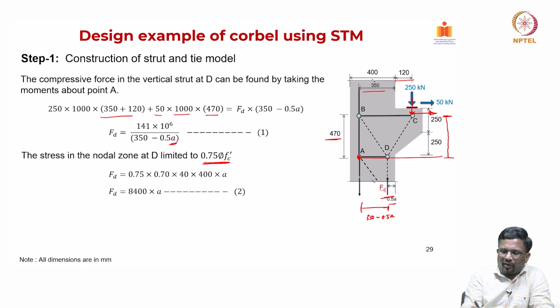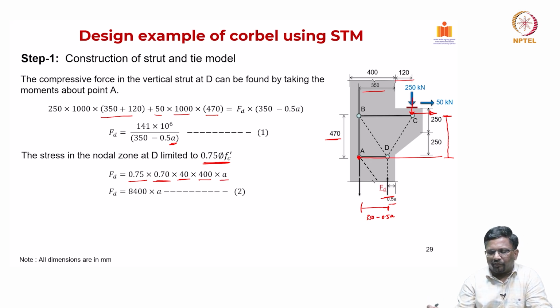So, now you can see 0.75 times strength reduction factor is taken as 0.7. Now, compressive strength is given as 40 and the width of that corbel is 400, and let's say that it is going to have a dimension of A. That's what we are trying to find out, the width of the strut A. So, FD is basically 8400 into A. These are the two conditions that we are trying.